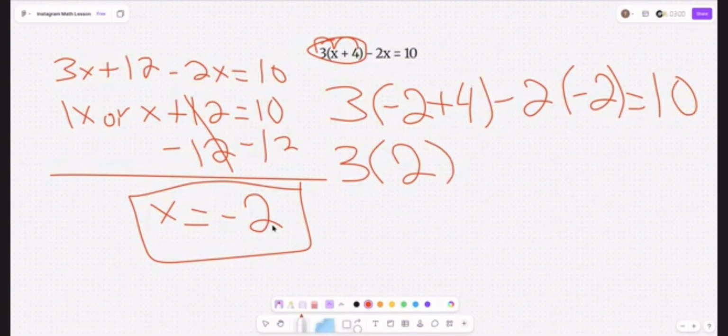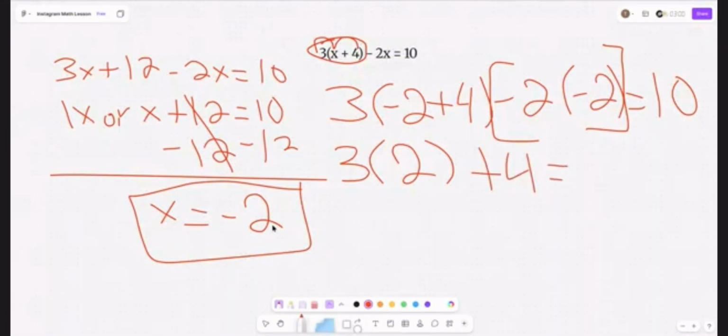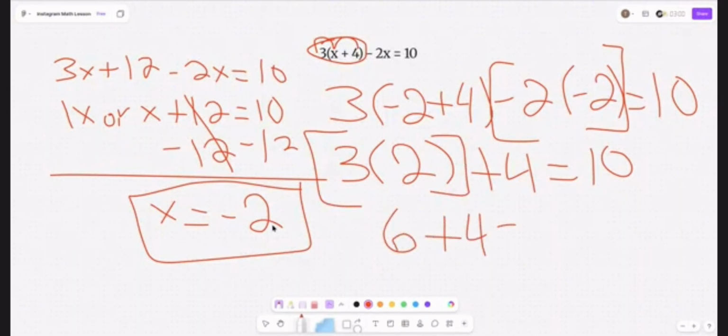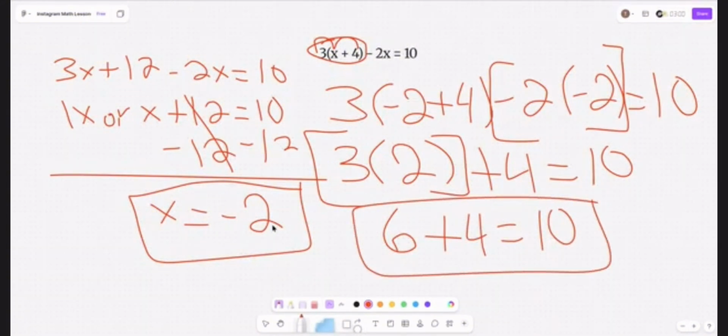And then we have, this is all one thing. So if we think about that, we have negative 2 times negative 2, and a negative times a negative equals a positive. So we have plus 4 here equals 10. This is also its own section. So we just have 6, and we have plus 4, and we see that 6 plus 4 does indeed equal 10. So we have the right answer.